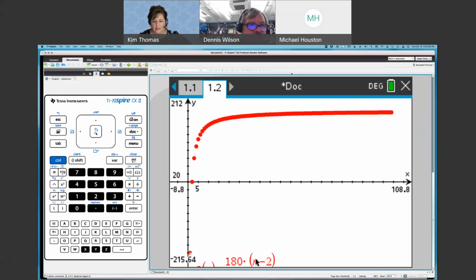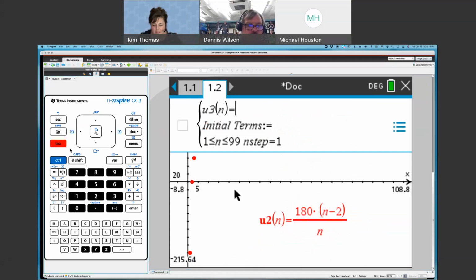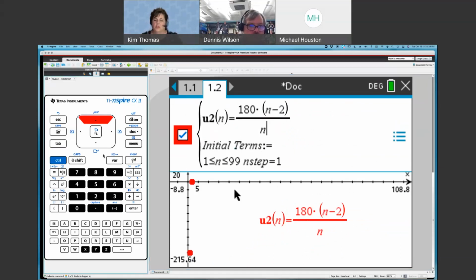Now, what didn't I take care of before I did that so quickly? Why do you have so many points? I thought I just graphed the same thing, right? And so if we go back in and we look at what I plotted, I copied over U2, but because I opened up a new screen, the end step reset to the default of 1.